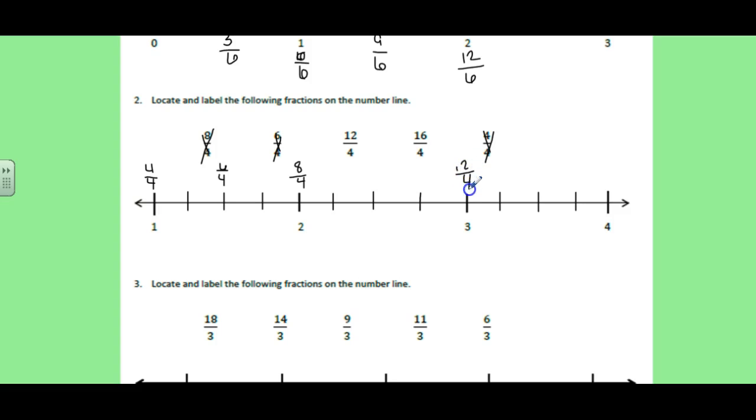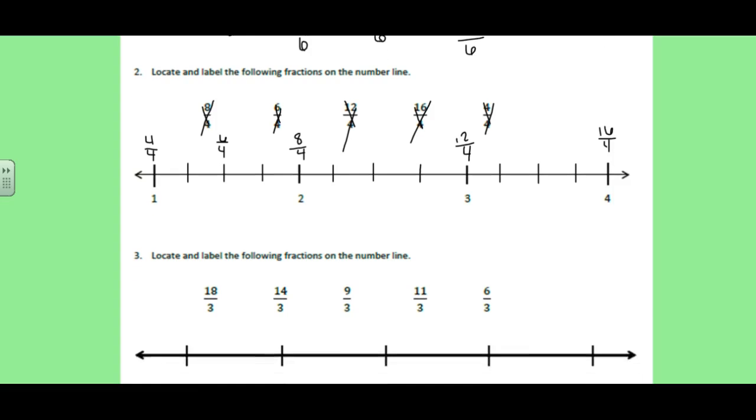And then the last one that we have to find is 16 fourths. So I would go from 12 fourths to 13 fourths, 14 fourths, 15 fourths, and then 16 fourths. So when you're looking at this number line, what do you notice with all of our fractions, or the majority of our fractions? What I notice from the majority of our fractions is that most of them are equal to whole numbers. The only fraction that is not equal to a whole number is 6 fourths. So 4 fourths, 8 fourths, 12 fourths, and 16 fourths were all equal to whole numbers on this number line.